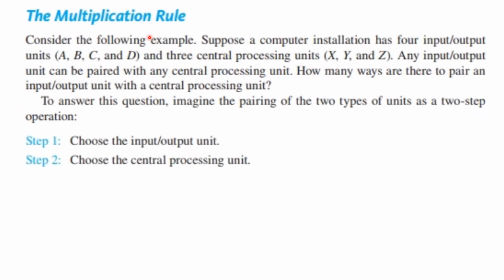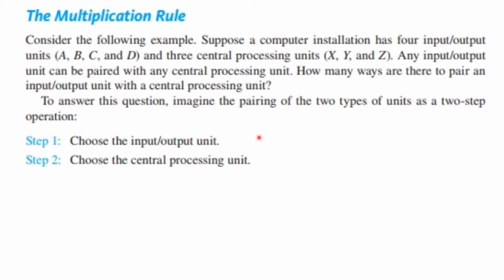This leads us to consideration of the multiplication rule. So suppose a computer installation has 4 input-output units. Think about these as being gateways or routers, and 3 CPUs, X, Y, and Z. These are called A, B, and C. And any output unit can be paired with any central processor. You could say I could reach any of the processors through any of these gateways. How many ways are there to pair input-output unit with a CPU?